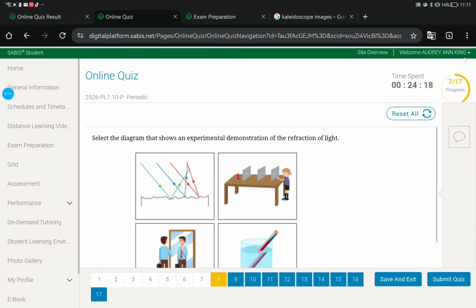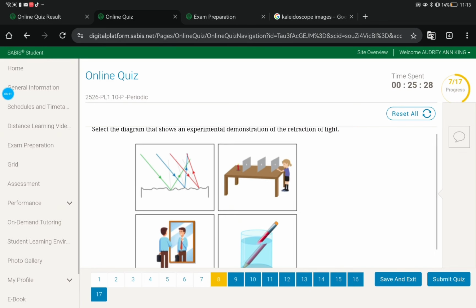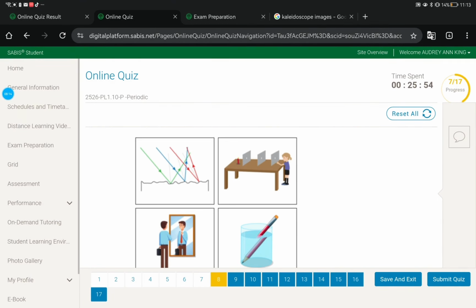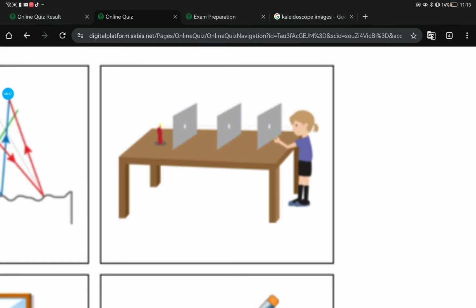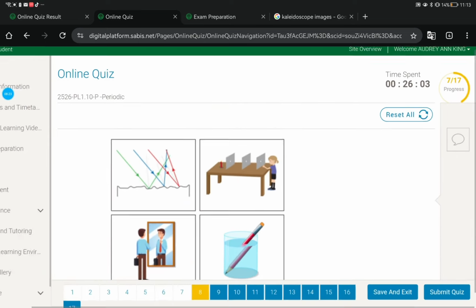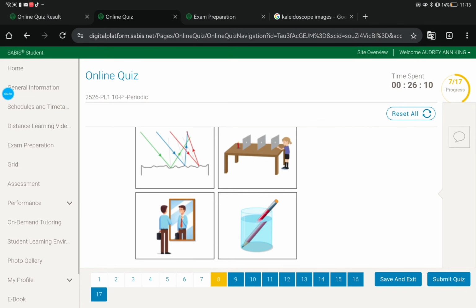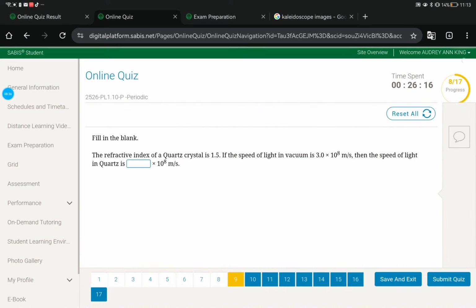Okay, so select a diagram which shows an experimental demonstration of the refraction of light. The first image is of diffuse reflection, which usually happens on a rough surface, and the light is scattered everywhere and it's not neat. The second one is, to my understanding, a bunch of opaque pieces of something, and there's a candle flame over there, so it's not refraction. The third one is of reflection. The fourth one, which is the most common example, you learned this in grade 3, is of refraction.